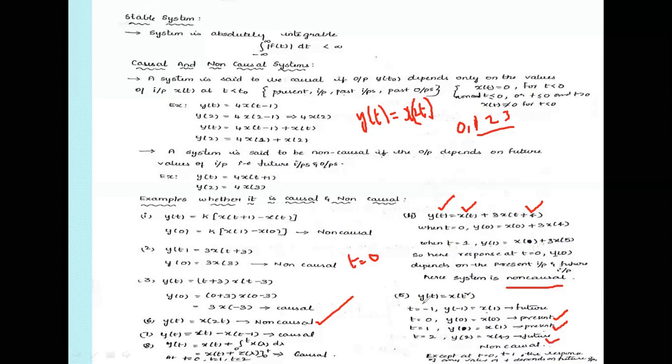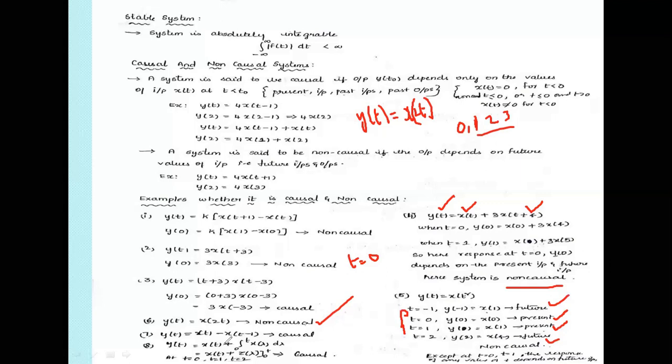Let us take minus 1. T is equal to minus 1 means y of minus 1 becomes x of 1. It is also a future input. So in the total function, only at t equal to 0 and t equal to 1 does it depend upon the present, so it is causal only there. But when we take minus 1, 2 also, it depends upon future inputs. So totally the system is a non-causal system except at t equal to 0 and t equal to 1.